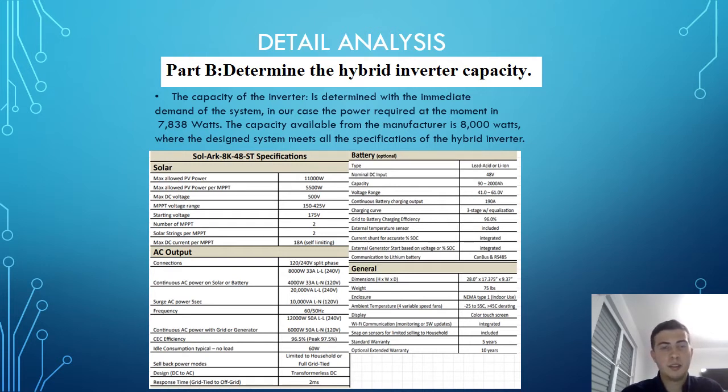And this is the specification: the max allowed PV power, the max DC voltage, and the AC outputs connections, and the battery specification, and the general specification, that is the weight, dimensions, and all of the specification.